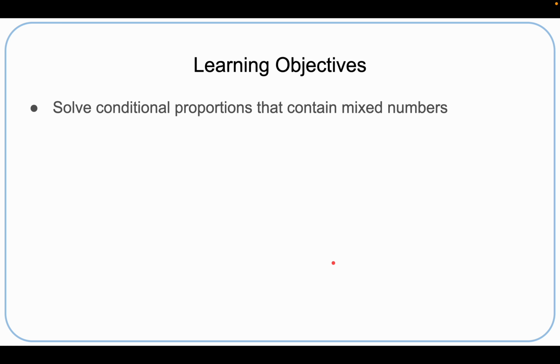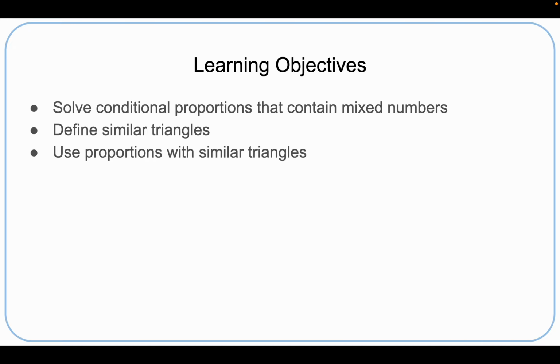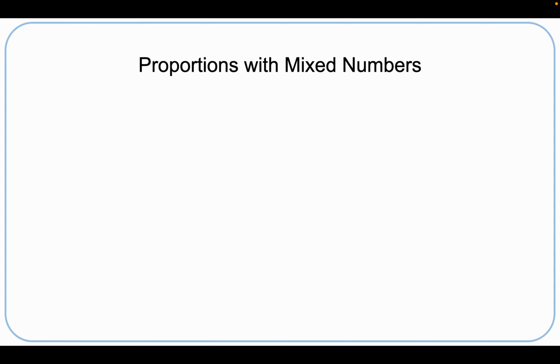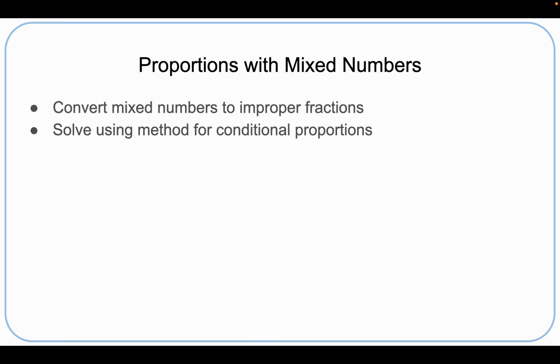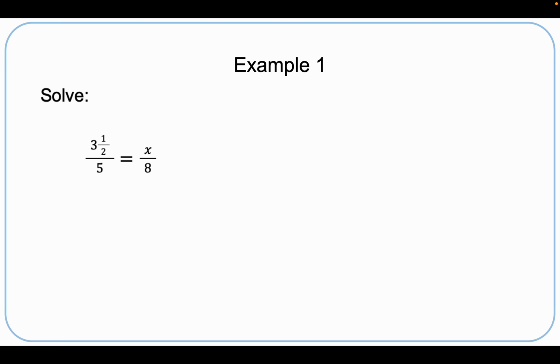All right, our learning objectives today are to solve conditional proportions that contain mixed numbers. And then we're going to define similar triangles and then use proportions with similar triangles. So for proportions with mixed numbers, all we need to do is convert our mixed numbers to improper fractions. And then we would go ahead and solve using the method for conditional proportions that we've already learned and that we just did in our warm-up. So let's do an example.